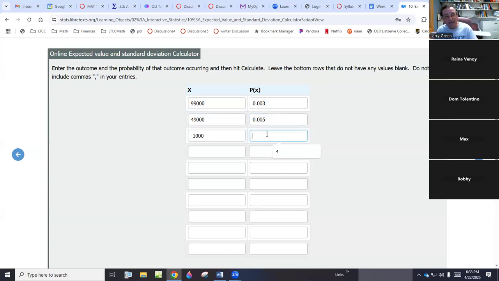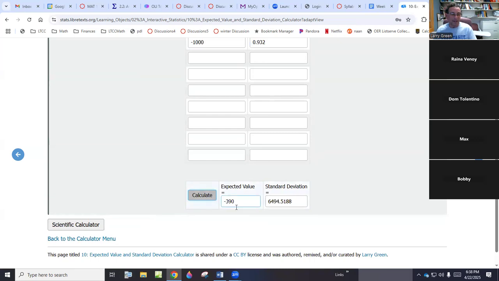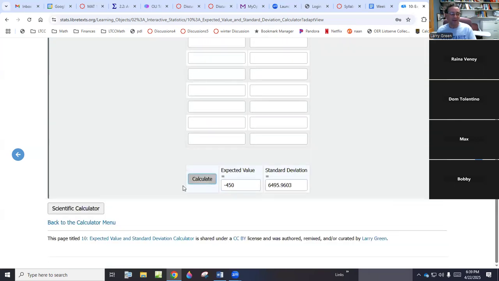Let's pretend I made a typo. So 0.997. Let's say, how about 932? Let's say we made a little typo, and we tried to use calculate, then it won't give the right answer. So you've got to get it right. So don't make a mistake. So now we calculate, and the expected value is negative $450.